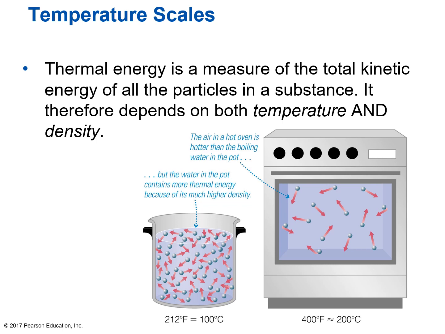If you think about the oven, the air in a hot oven is hotter than the boiling water in the pot. So let's just say it's 400 degrees Fahrenheit. It's a very, very high temperature, and there you have those molecules moving around very fast. So they have a very high temperature. The water is cooler than that, only 212 degrees Fahrenheit, meaning those molecules aren't moving as fast. But the water in the pot contains more thermal energy because of its much higher density.